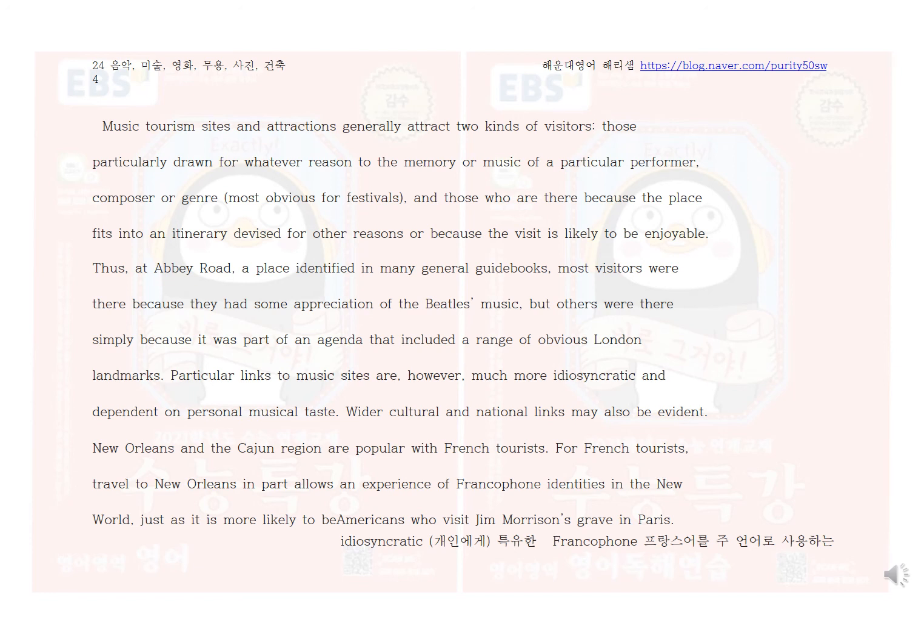New Orleans and the Cajun region are popular with French tourists. For French tourists, travel to New Orleans, in part, allows an experience of Francophone identities in the New World, just as it is more likely to be Americans who visit Jim Morrison's grave in Paris.